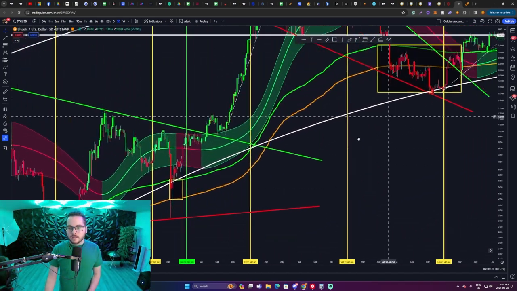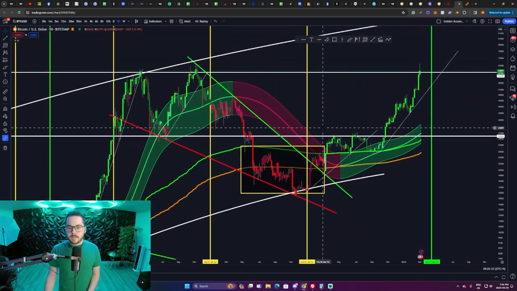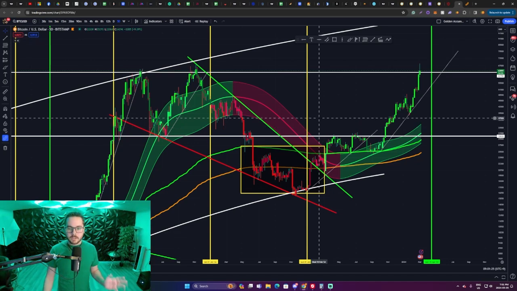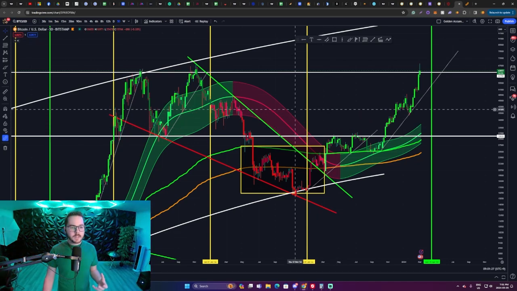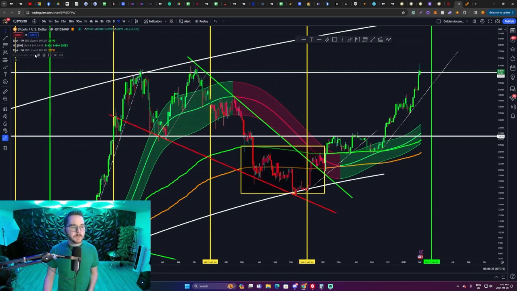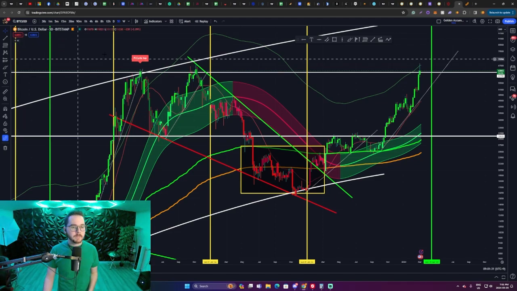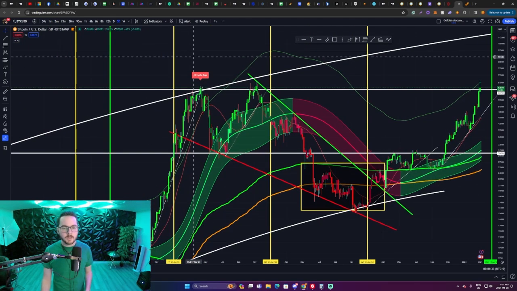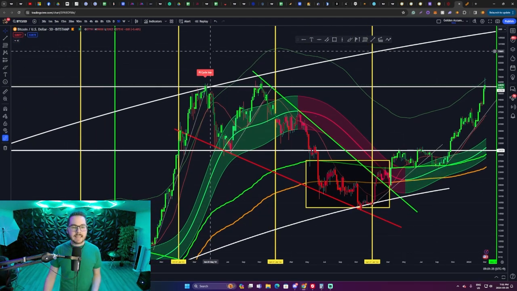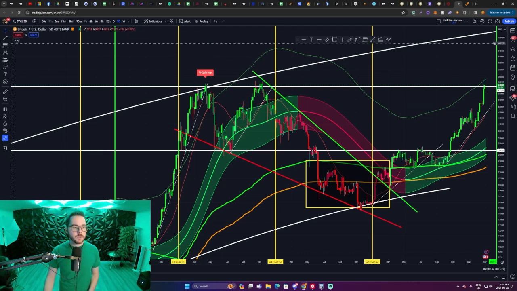All right, so that's pretty much it when it comes to the Gaussian channel and the 2 EMAs. There's another indicator I want to quickly show you that's pretty popular. It's called the pi cycle top. But the problem with the pi cycle top when it comes to trying to call these tops is that it's a lagging indicator. And I'll show you why really quick.